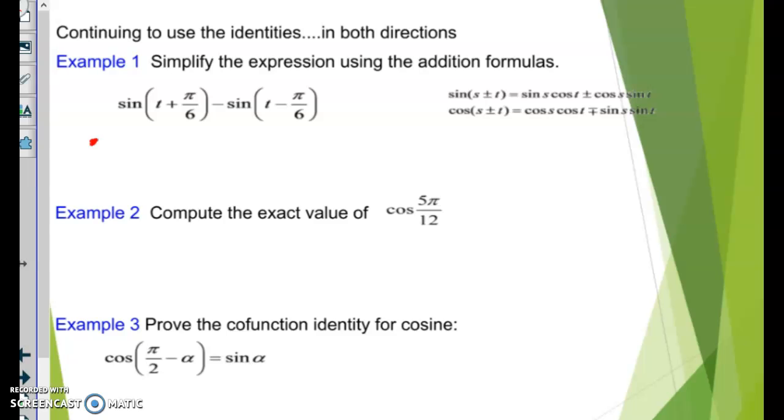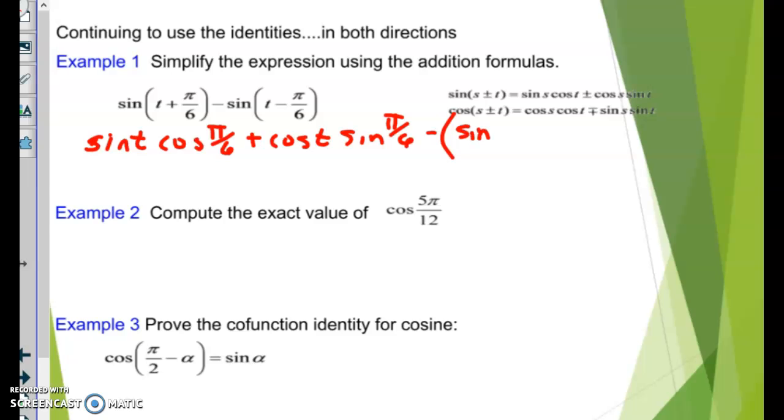I'm going to have sine of t cosine pi over 6 plus cosine t sine pi over 6 minus the quantity, because we're going to expand that out. We're going to want to use this. So I'm going to say sine t cosine pi over 6. Now, because this one's minus, I'm going to be putting a minus here, and it's going to be the cosine t sine pi over 6.